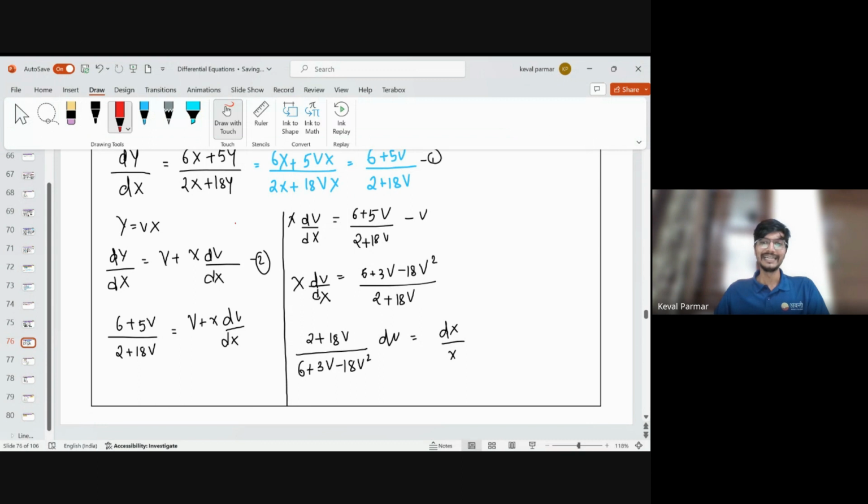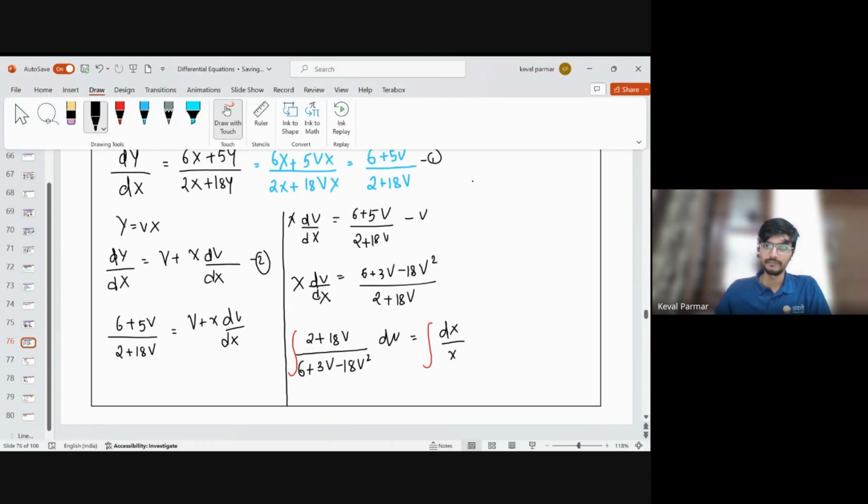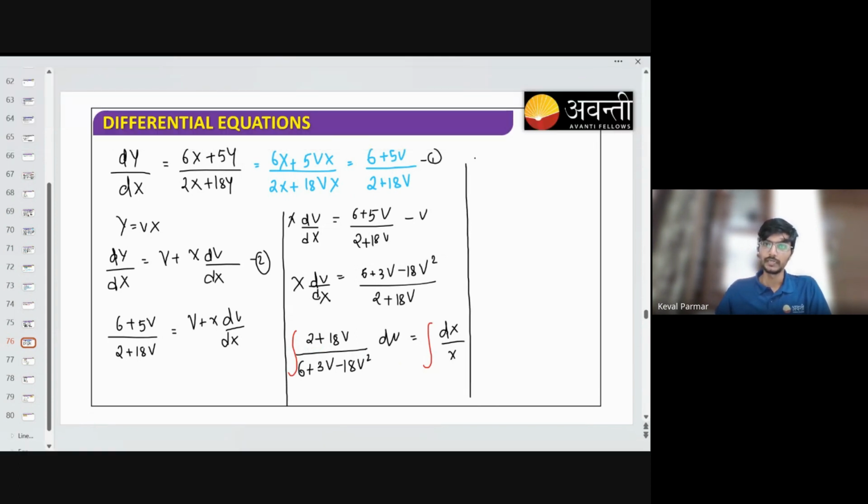Now I just integrate both the sides. How do we integrate this? First we can take 2 and 3 common, right? So let us simplify it. If I take 2 and 3 common, what will I be left with? 2 by 3 will come out, right? So 2 by 3 integration of 1 plus 9v upon, let's take minus v common, so I'll get 6v square minus v.